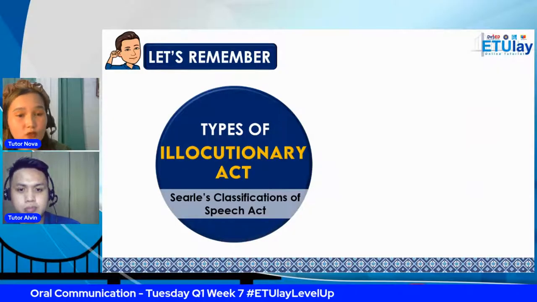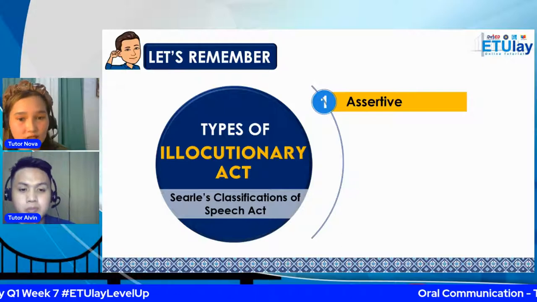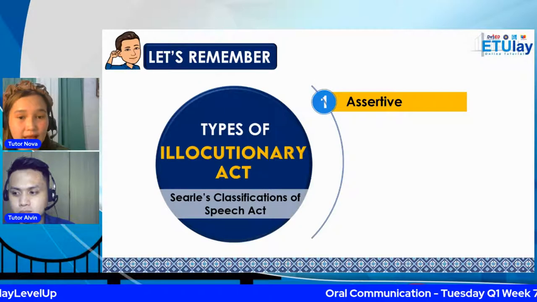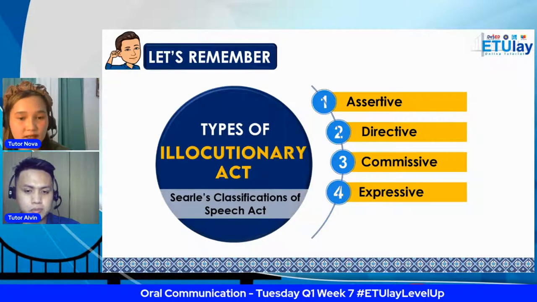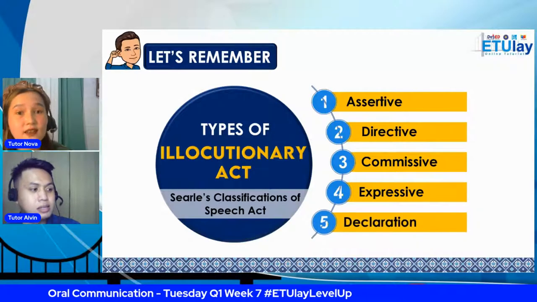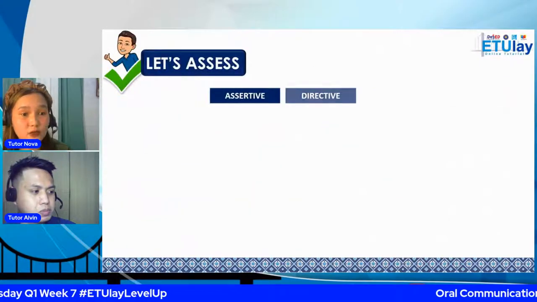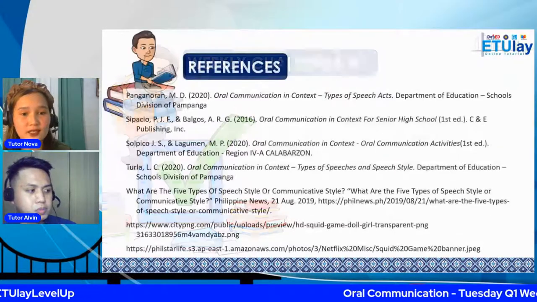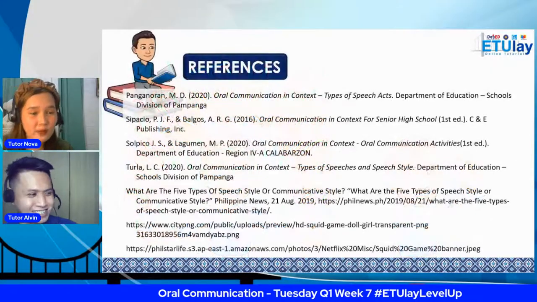And of course, we have the types of illocutionary act like what we have discussed just minutes ago. We have assertive, directive, commissive, expressive, and the last one is declaration. So hopefully they were able to distinguish between these topics we discussed today, Sir Alvin. Yeah. Just in time, we need to give them a round of applause.